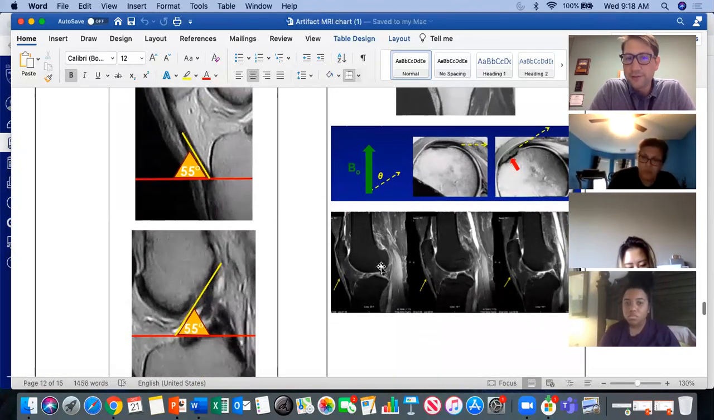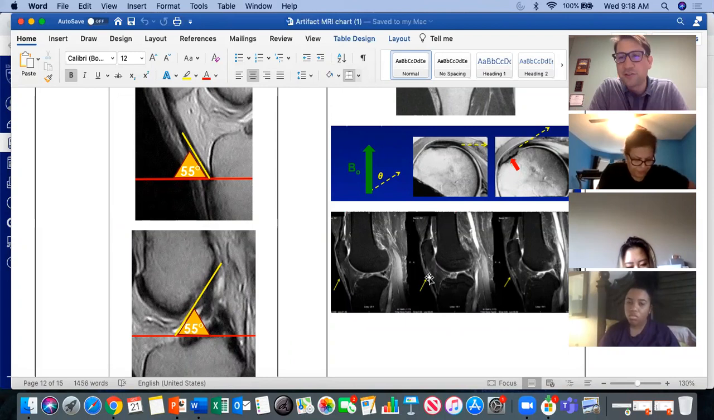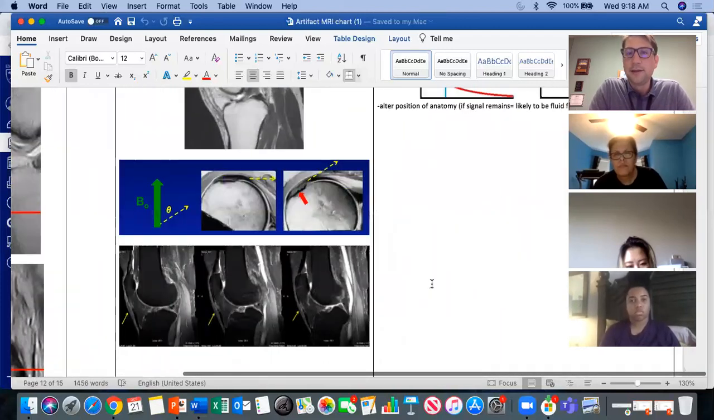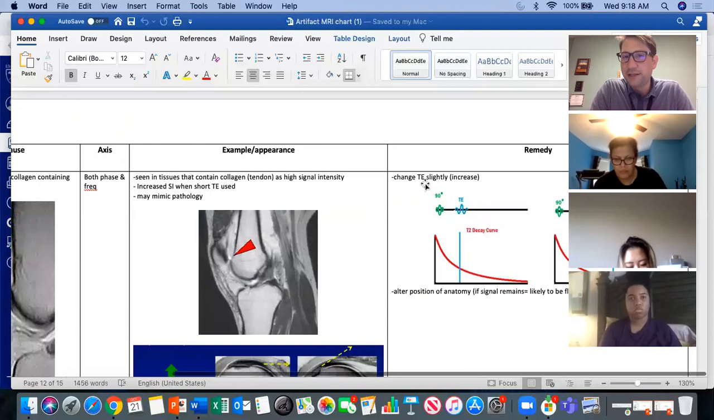Here again, you have a STIR image, but then we get an increase in signal intensity in this patella tendon just because it's lying at a 55-degree angle from B sub 0, and we use a short TE. So once again, this is a very rare occurrence type artifact. But if you do see this increase in intensity in a tendon where you wouldn't expect it, like the patient's not having any pain down here, maybe just rearrange the patient or change your TE slightly and see if that artifact still persists. So the remedies are really just change your TE slightly.